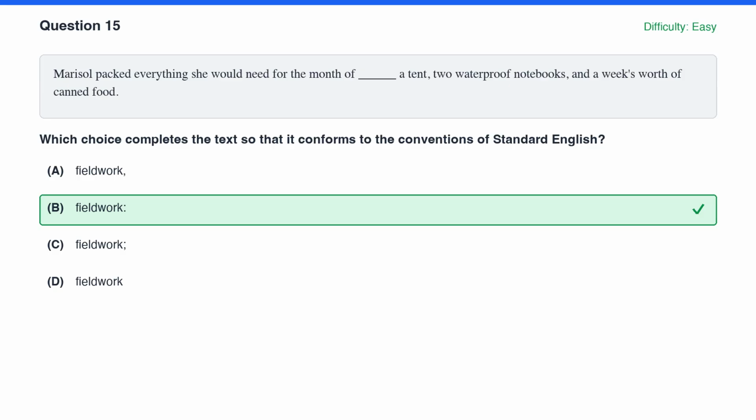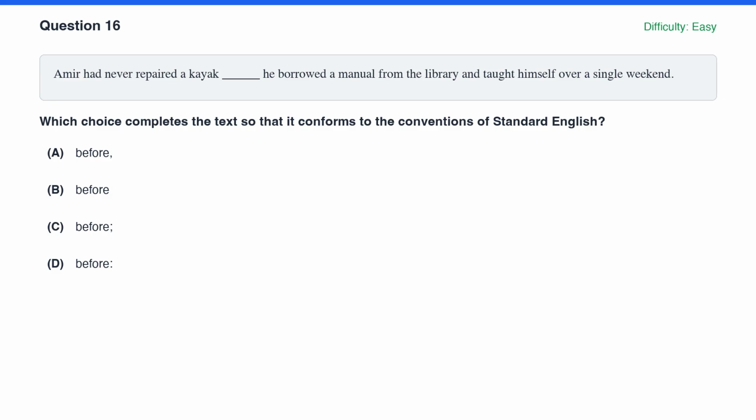The colon works because the words before it form a complete clause, and a colon's whole job is to announce the list that spells out everything she would need. Takeaway: when a full sentence introduces a list, reach for the colon. Here's a boundaries question. Look at what sits on each side of the blank.